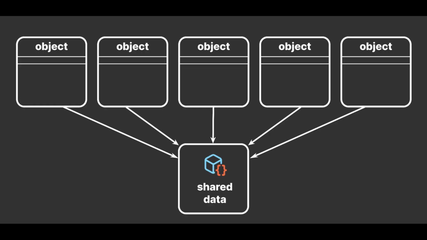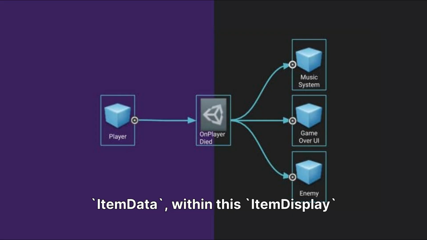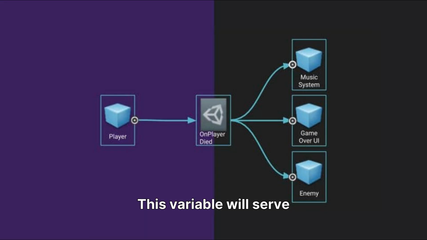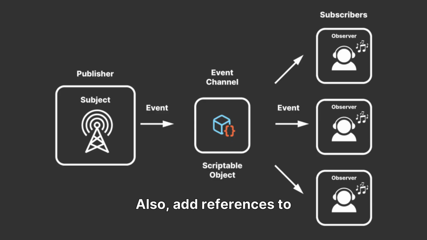To use this data, create a MonoBehaviour script, for instance, ItemDisplay, to show the ScriptableObject's data in your game. This script will be responsible for reading and presenting the data. Declare a public variable of your ScriptableObject type, ItemData, within this ItemDisplay script. This variable will serve as a reference to the specific ScriptableObject asset you want to display. Also, add references to UI elements like Text for the item name and Image for the item icon. These will be the visual components that display the data from your ScriptableObject.